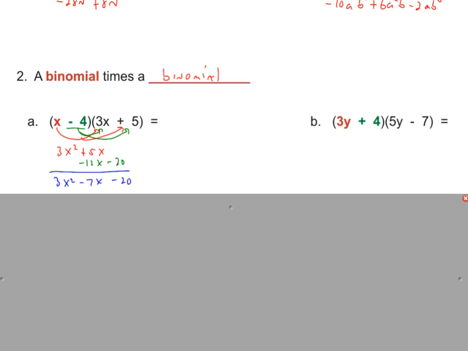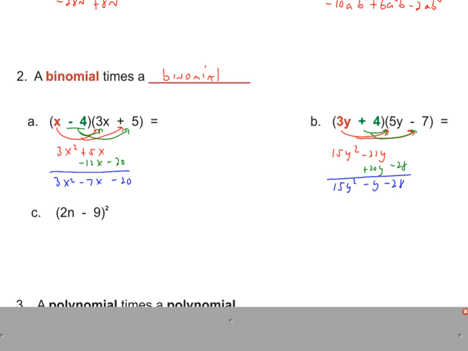All right, why don't you go ahead and do B. I'm going to pause. You should pause as well and then restart it as soon as you have your answer. Okay, so hopefully you distributed. So you ended up with what? 15y squared minus 21y and then plus 20y minus 28. And hopefully you end up with a grand total of 15y squared minus y minus 28. Not tough at all. Pretty simplistic.